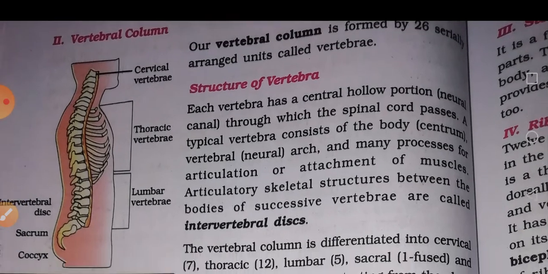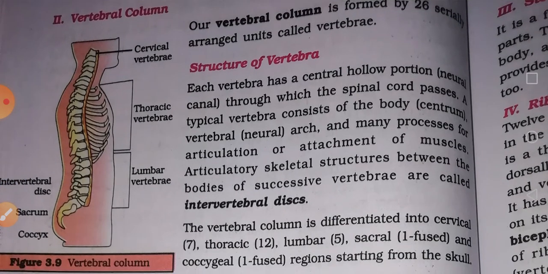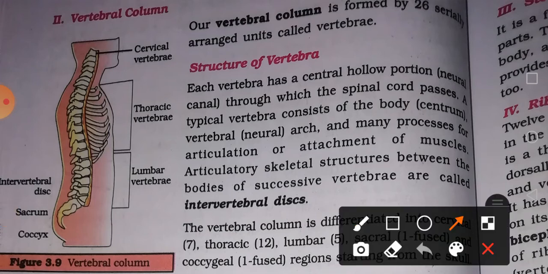The vertebral column is formed by serially arranged units called vertebrae. There is no gap; it is a continuation. Each vertebra has a central hollow portion, the neural canal, through which the spinal cord passes.